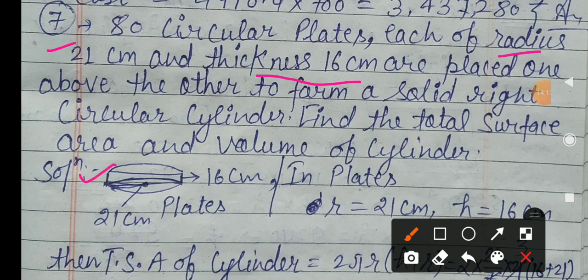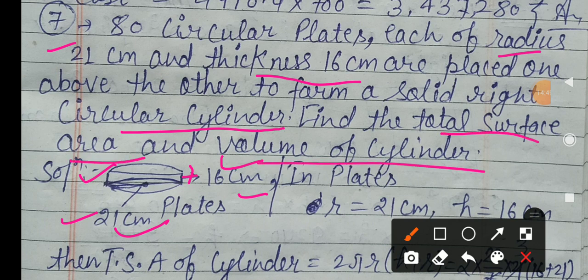So this is the plate, and in this plate the radius is 21 centimeter, but the thickness is 16 centimeter. This thickness is converted into the plate's height, because the plate is in the form of a cylinder. So the radius is this, the height is this, and then you have to find the total surface area and the volume of this cylinder. Do you understand these things?